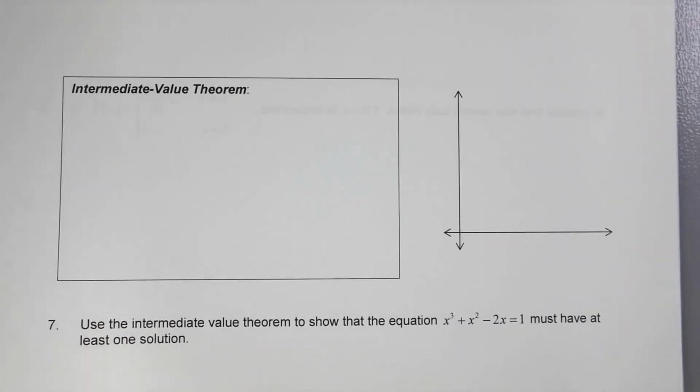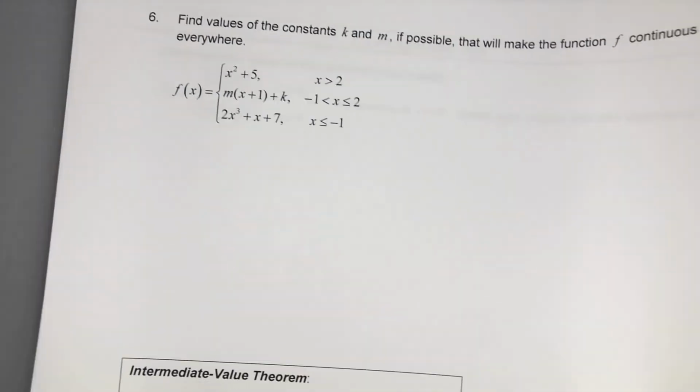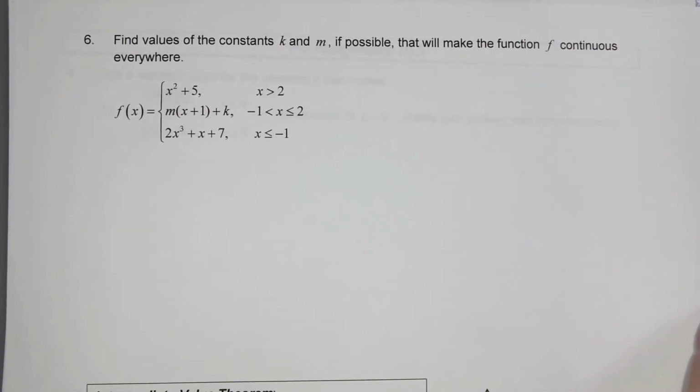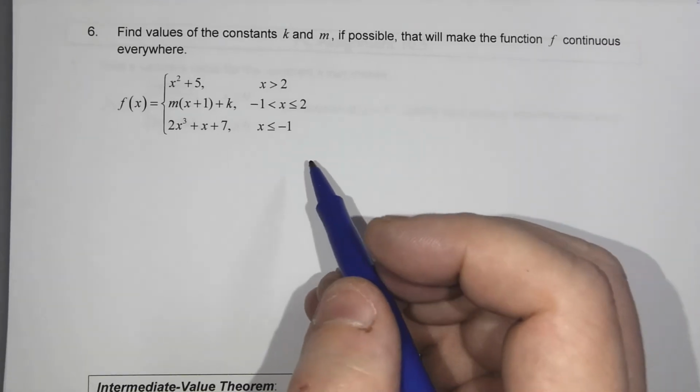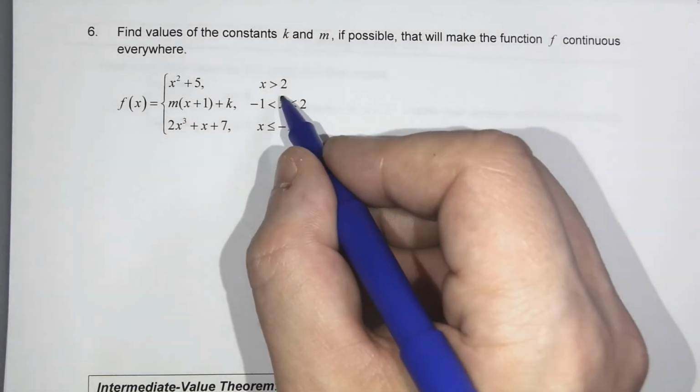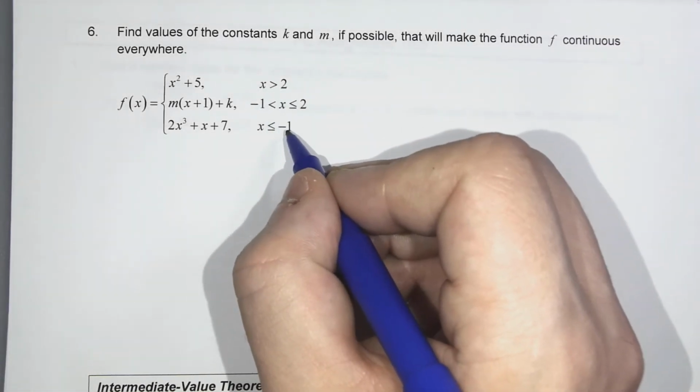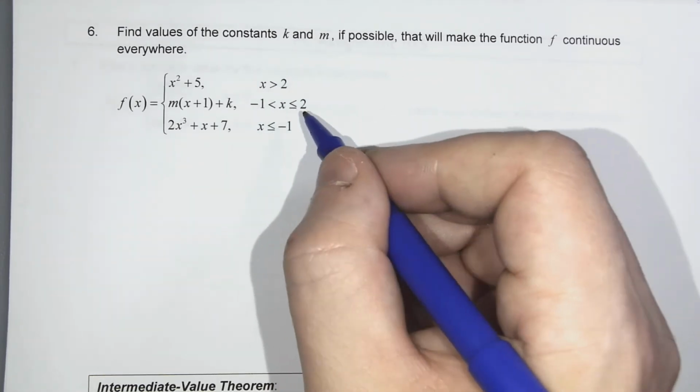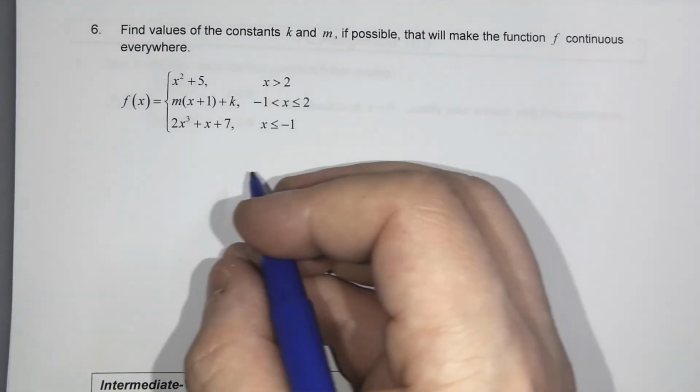Okay, next, last page. Find the values of the constants k and m, if possible, that will make this function continuous everywhere. So here there's two issues, right? There's an issue at -1 and there's an issue at 2. So let's set them all up.